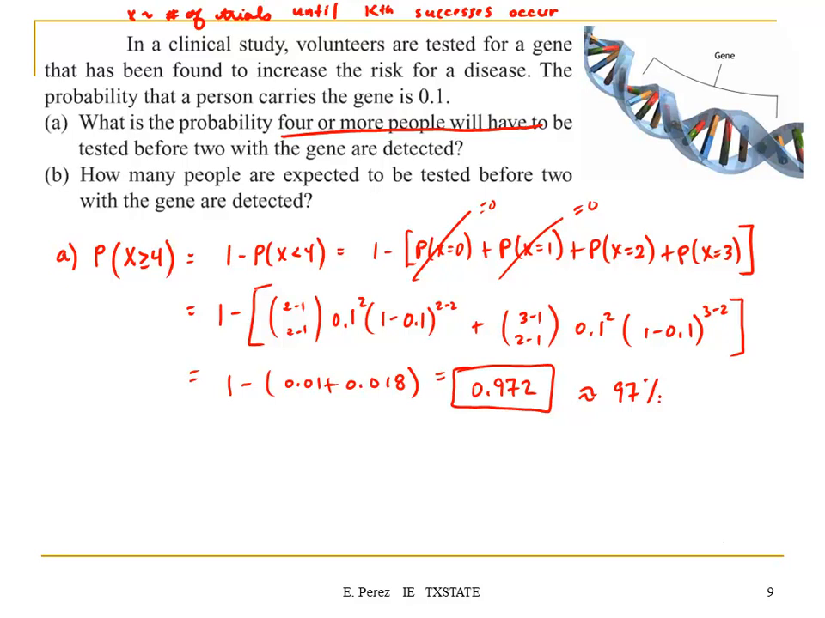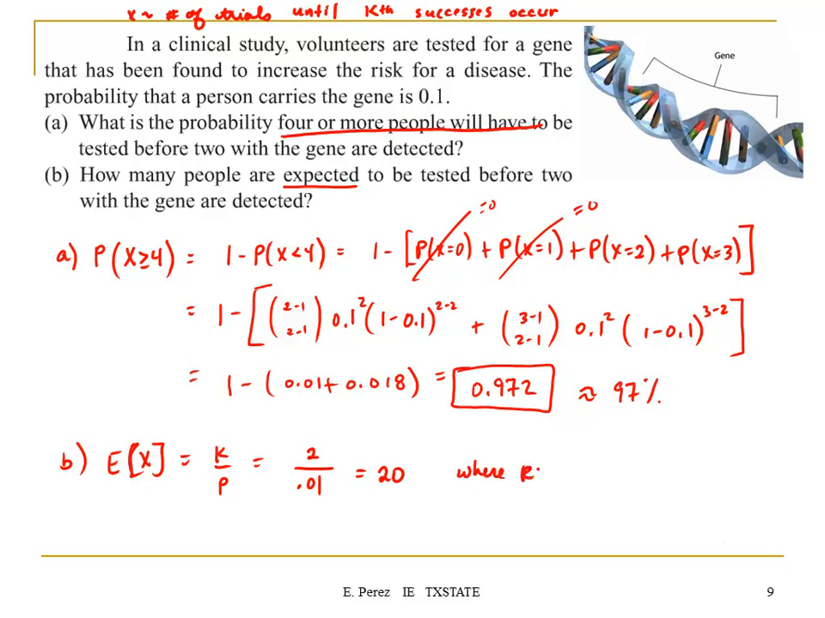Okay. Part B, how many people are expected to be tested before 2 with the gene are detected? There's a keyword there. See if you can identify it. Expected. Okay, so you have expected. You're dealing with the expected value, the mean. What is the mean for this random variable? So how would you compute that? Correct. So the expectation for this random variable is k over p. P is 0.01. K is the number of successes, so this will be equal to 20.